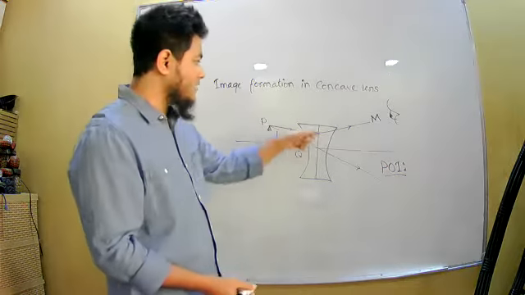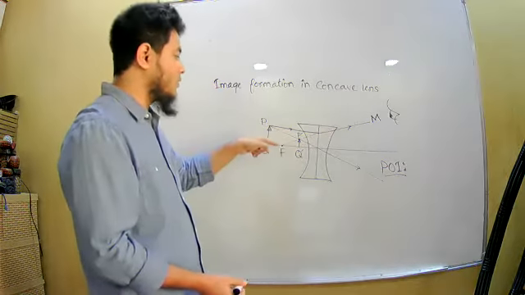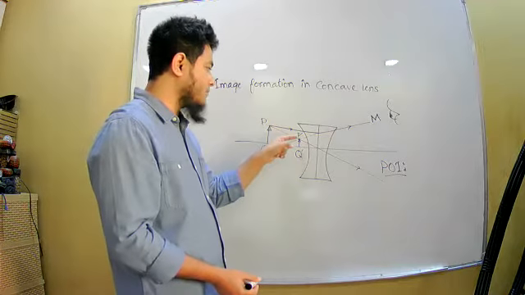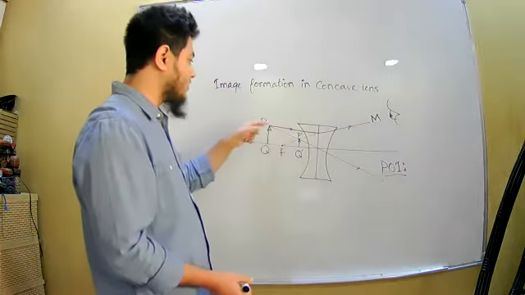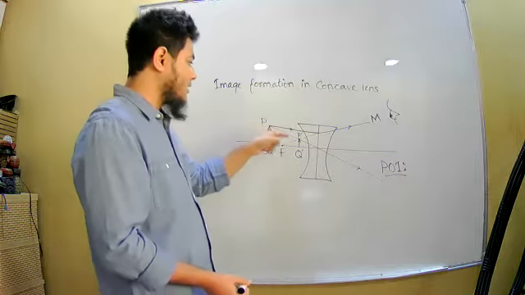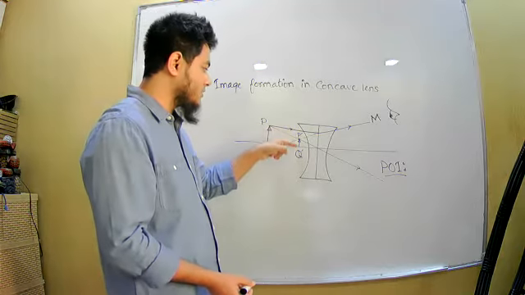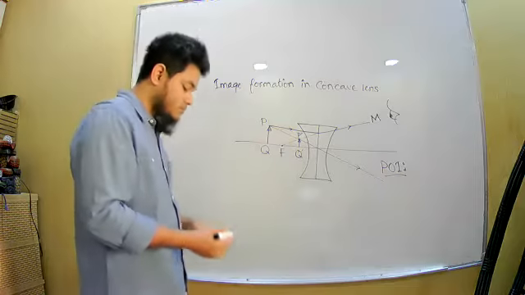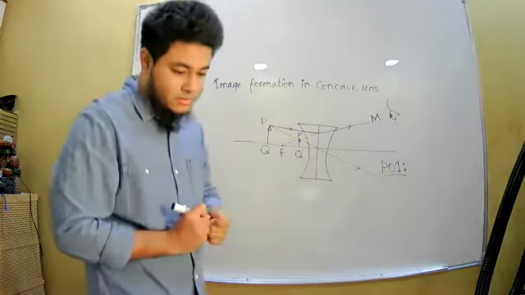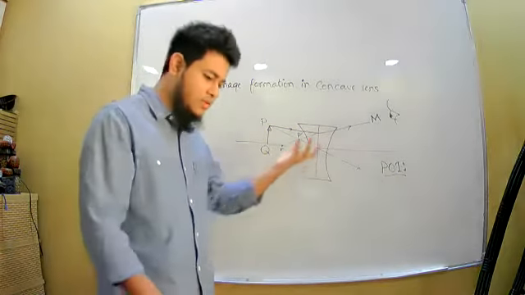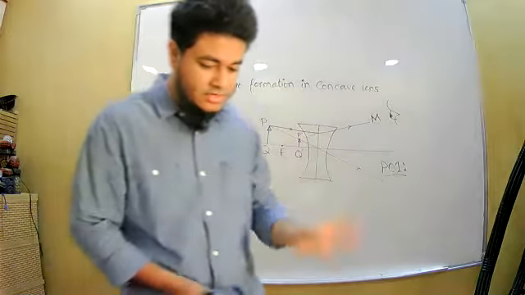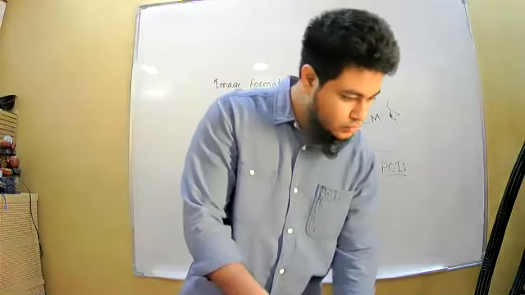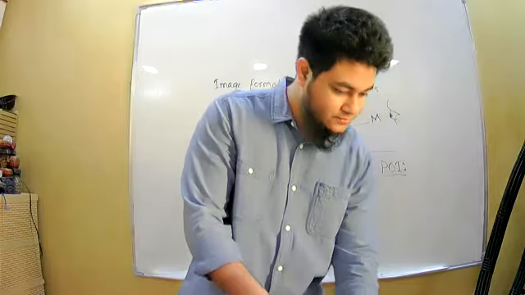So if I extend OM backward, what will happen? It will intersect PO at point P prime. So P prime will be the virtual image of P, and if I draw a perpendicular on the principal axis, I will get Q prime. So P prime Q prime will be the virtual image of object PQ. In this way, you will just explain whatever is happening. If you understand it, you can explain it.